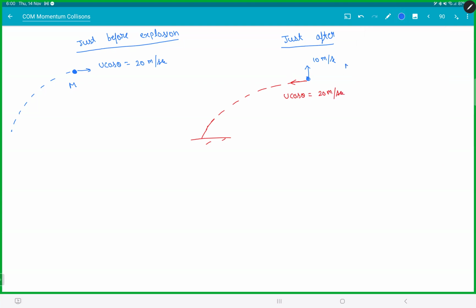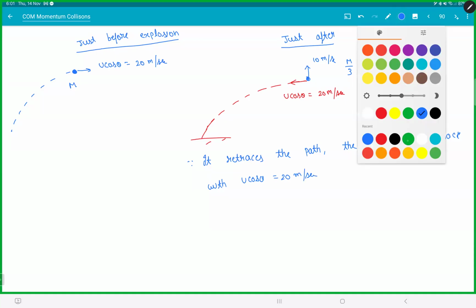Is that making sense? Since it is retracing the path, it should have gone back with the same velocity it came with. The particle goes back with the same speed it came, because the height is same, everything is same. u cos theta is 20. And the third particle, we have no idea. Let's call it V bar.